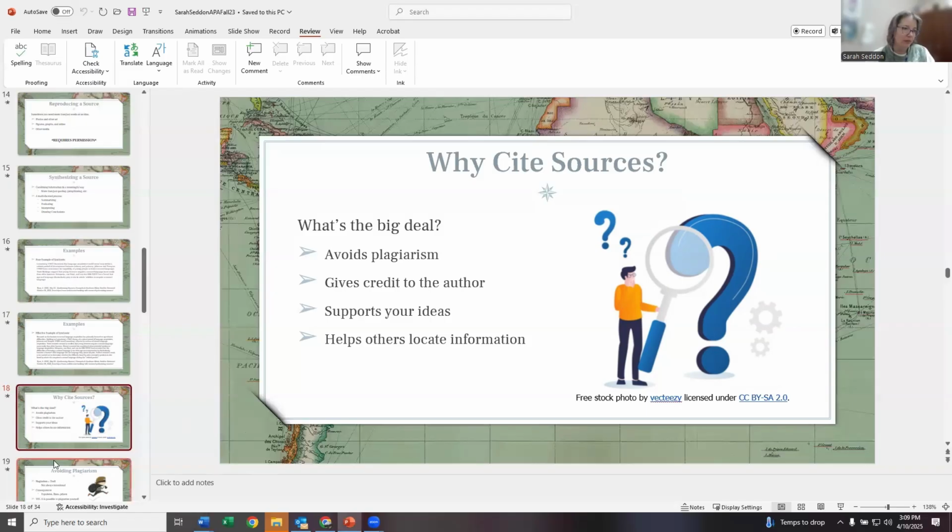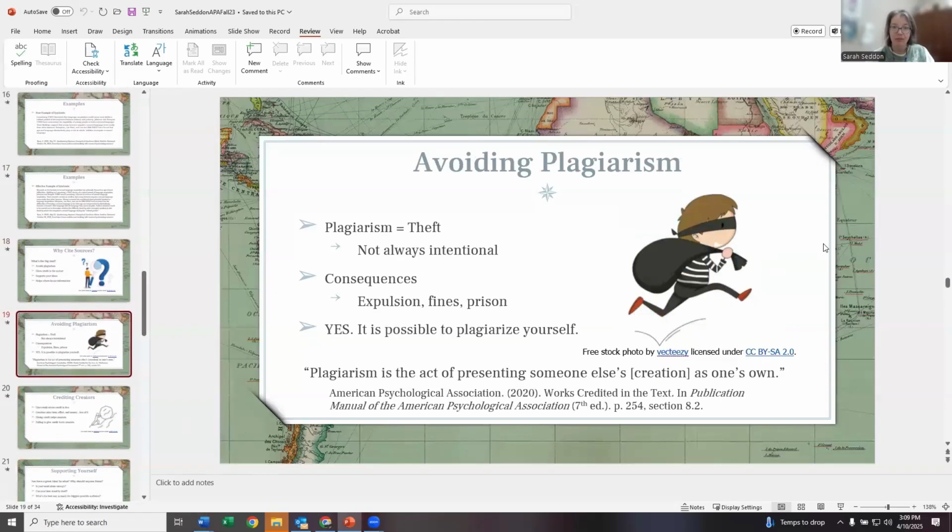So let's start with the big one, avoiding plagiarism. This is definitely something you want to avoid. For those of you who might not be aware, plagiarism is essentially theft. Rather than physically taking something like money or a bicycle or a painting, though, plagiarism is the theft of ideas. It's also the theft of any credit for those ideas. So, for example, you basically claim that someone else's idea or creation is your own, or you present something as if it is your own.